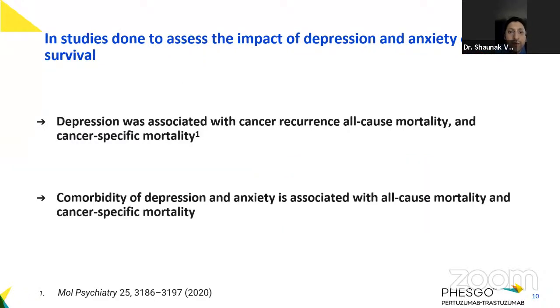So in studies done to assess the impact of depression and anxiety on survival, depression was associated with cancer recurrence, all-cause mortality, as well as cancer-specific mortality. Comorbidity of depression and anxiety is associated with all-cause mortality as well as cancer-specific mortality. Next slide.